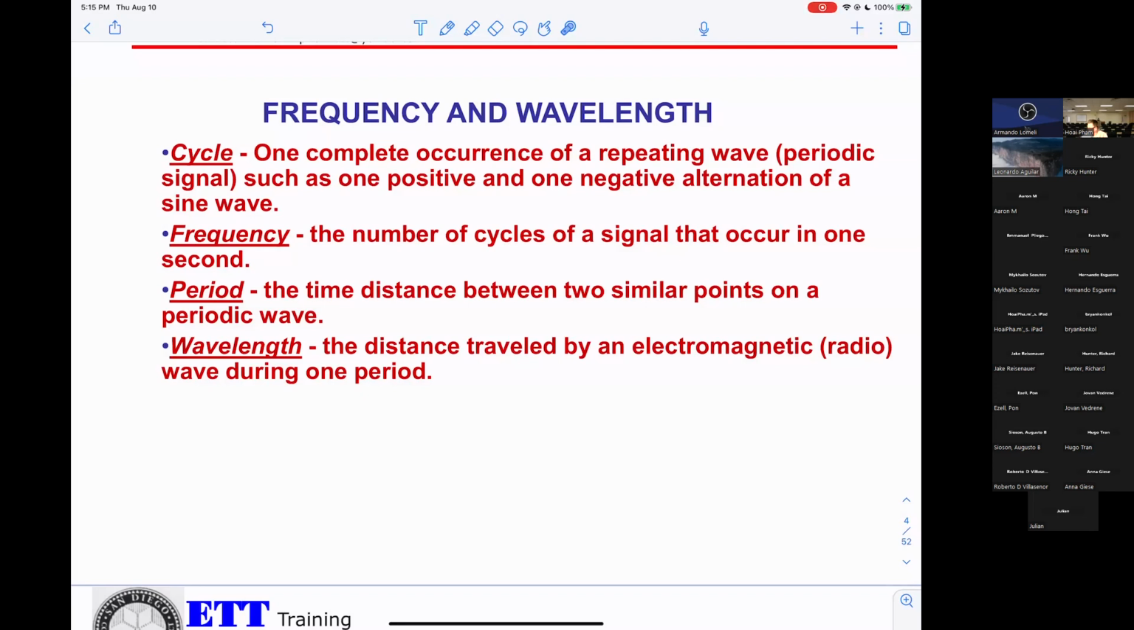Period, the time distance between two similar points on a periodic wave. And the last one, wavelength, the distance traveled by an electromagnetic or radio wave during one period.